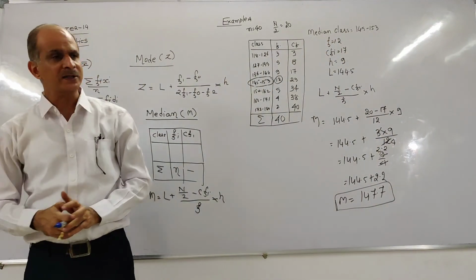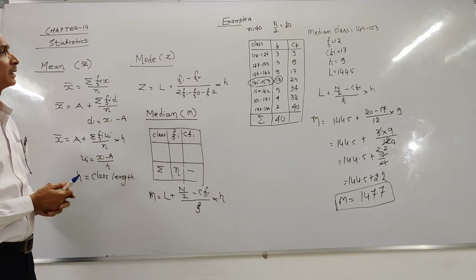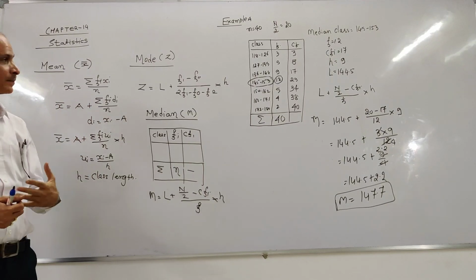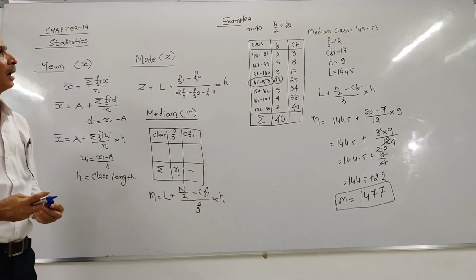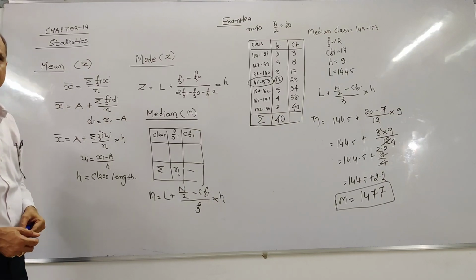Well, friends, in the next period we will start the remaining 2 examples, and then we will complete this chapter of statistics, with 3 concepts: mean, median and mode. So in the next period we will solve the remaining 2 examples on the basis of the median of data.